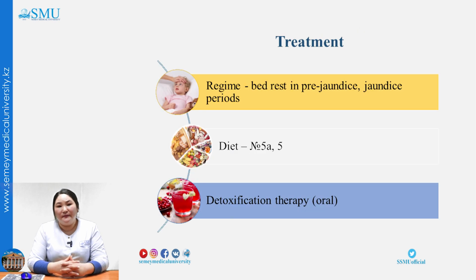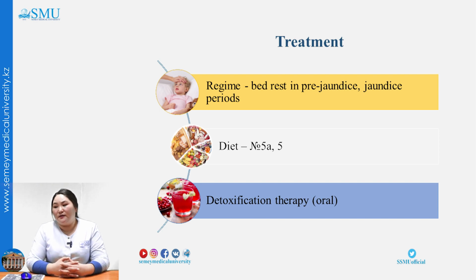Treatment. For treatment, non-drug treatment is most important. First is regimen: there should be bed rest in the pre-jaundice period and the jaundice period too, and a sparing diet, number 5 and 5A, and giving oral detoxication therapy. It's drinking more fluids, for example.